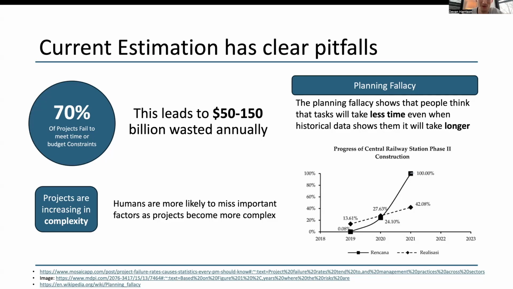And this is a huge problem. You kind of notice it when you see that every single project seems to just go over budget and take more time than it should. And it leads to the US wasting 50 to $100 billion annually across all organizations. As projects increasingly get more complex, we're seeing that humans are going to miss more important factors as they continue to get more and more complex.